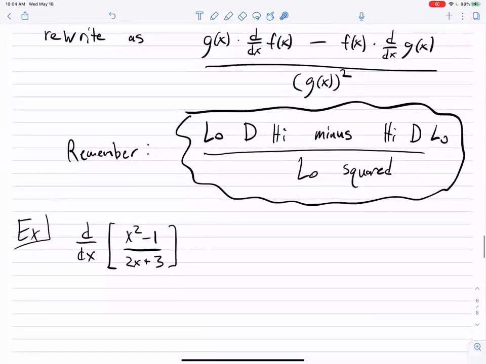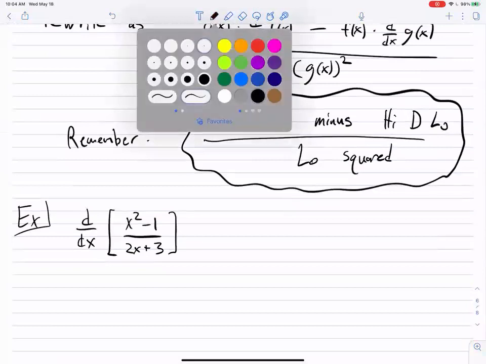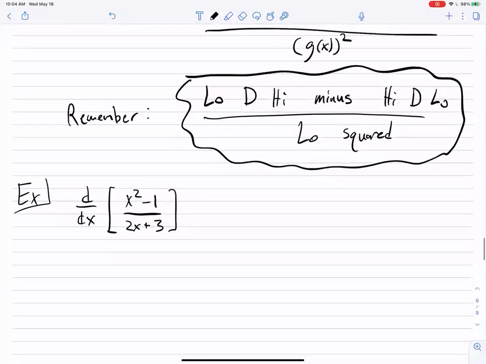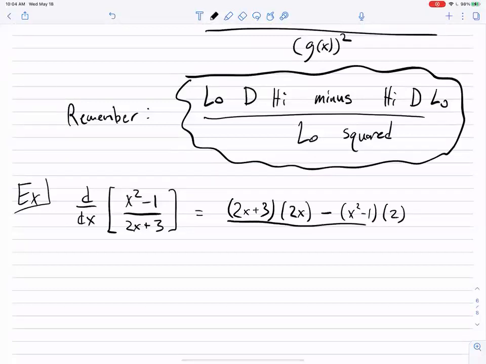So let's put it into practice. Let's try it. How do we actually do it? It's low d high minus high d low. So what is the low function? It's 2x plus 3. And then what's the derivative of the high function? It is 2x. And then minus high, x squared minus 1. D low: what's the derivative of the low function? It's just 2. All over low squared, 2x plus 3 squared.